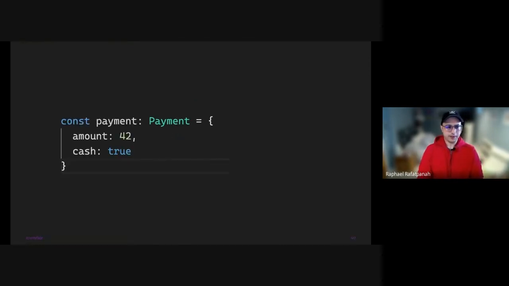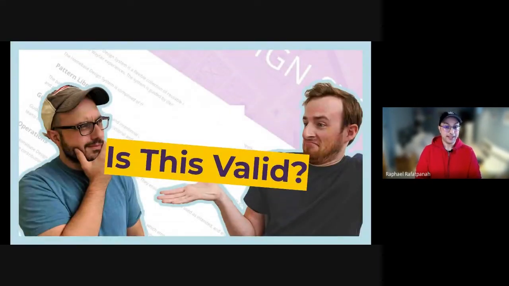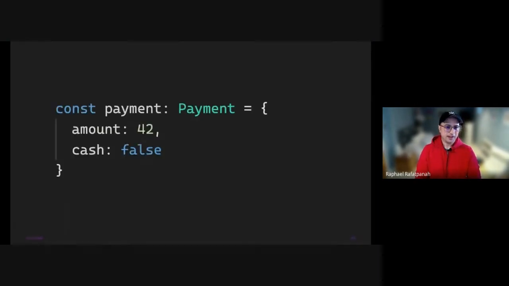So let's see a value of this type payment where we have amount 42 and cash is true. This looks reasonable. It makes sense. This is a cash payment. Fantastic. So let's play another game called Is This Valid? So let's look at a similar payment where we have the cash field as false.